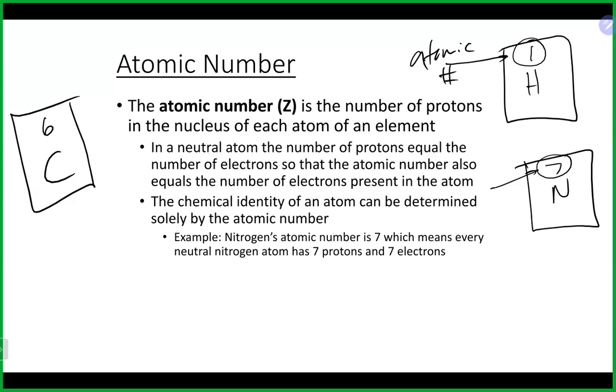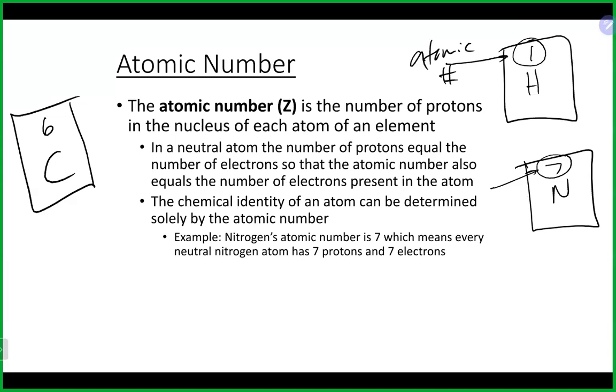Or if you know the element you're talking about and you want to know how many protons it has, you would go to the periodic table, find its symbol, and look at its atomic number, and you would know how many protons it has by that. So the periodic table is your friend when you're doing that.